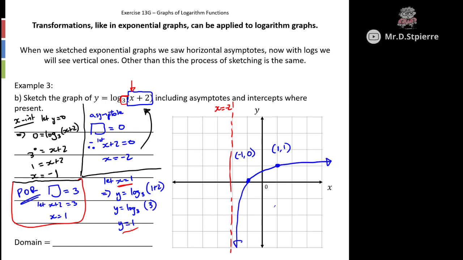Now we have something missing. We're missing our y-intercept. Running out a little bit of space here, so I'm going to just have to work up the top. For our y-intercept, x is equal to 0. It follows that y is equal to log base 3 of 0 plus 2. So y is equal to log base 3 of 2.